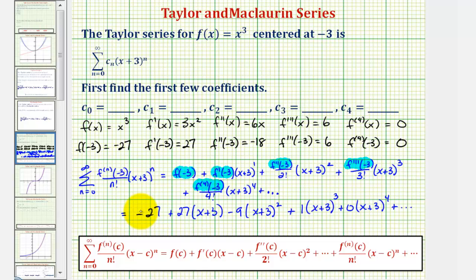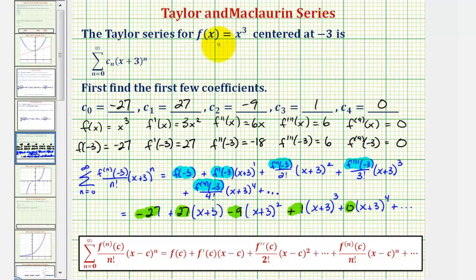C sub 0 is -27. C sub 1 is +27. C sub 2 is -9. C sub 3 is +1. And C sub 4 is 0. So again, we have -27, +27, -9, 1, and 0.